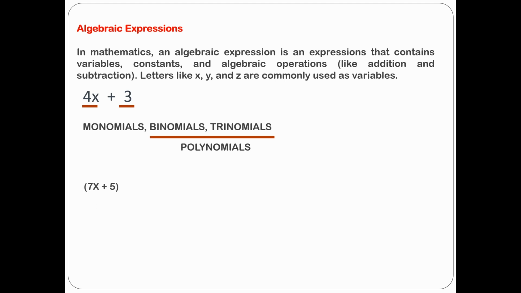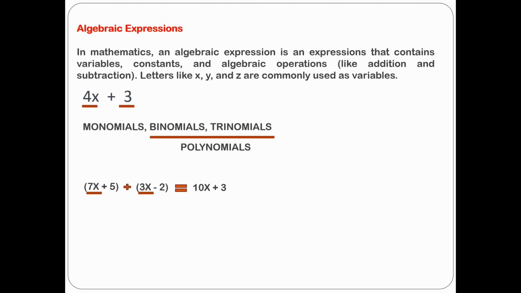Let's say we add 7x plus 5 plus 3x minus 2. So we are adding two binomials. How can we add these two binomials? The first thing to do is to add the like terms, which are 7x and 3x, and add the 5 and negative 2. And that will give you 10x plus 3.